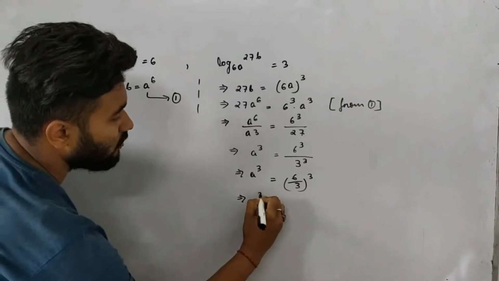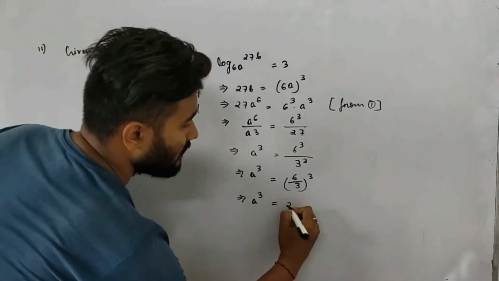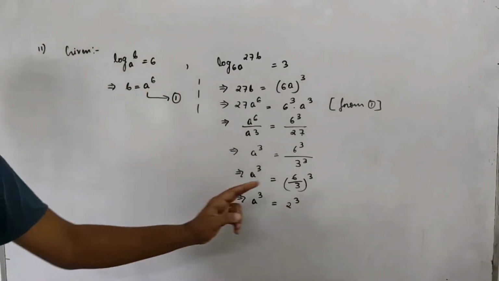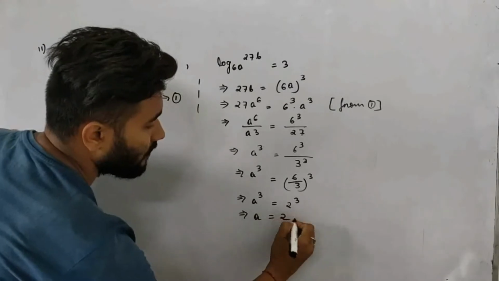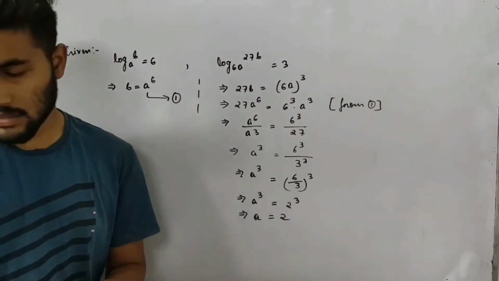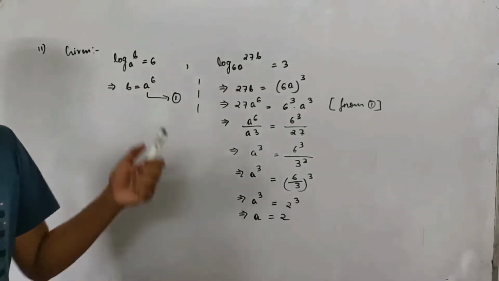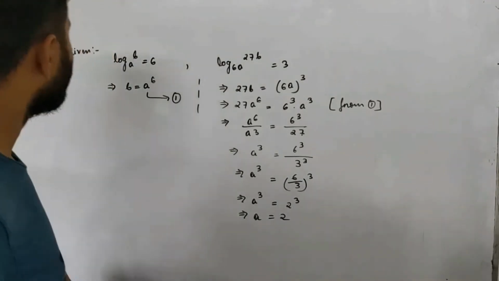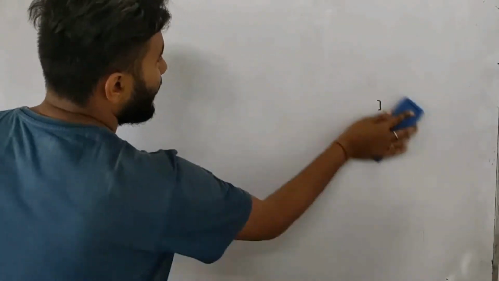Which implies a cube will be equal to what? What is 6 by 3? 3 1 is 3, 3 2 is 6. So this is nothing but 2 cube. So again power is same, 3 3. So our base will also be same. So what is the value of a? The value of a is 2. Understood? Same question, accurate same question. Only in place of x and y, a and b it is given.